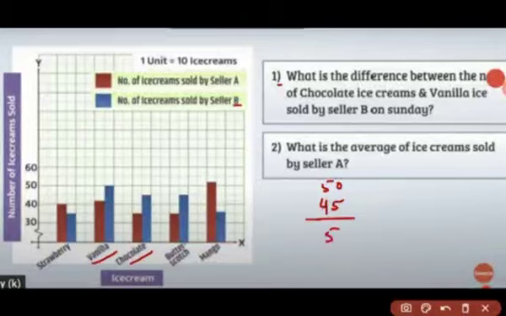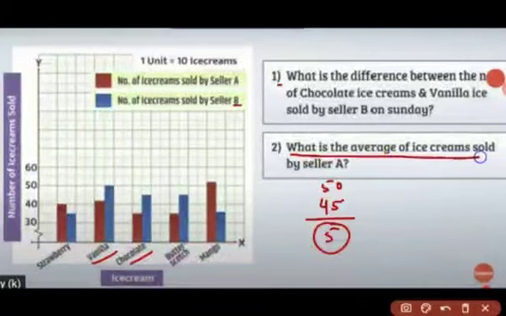So the difference between the number of chocolate ice creams and vanilla ice creams sold by seller B is 5. So 5 vanilla ice creams were sold more compared to the chocolate ice creams. Okay. And the next question is, what is the average of ice creams sold by seller A?